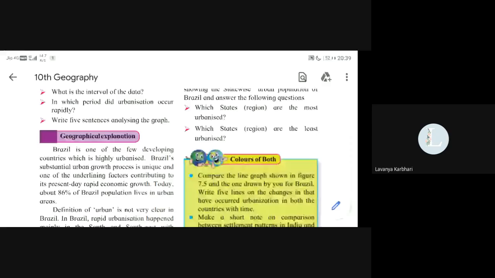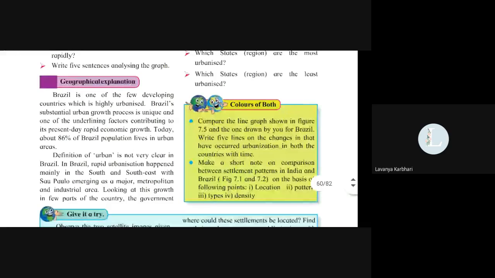Okay, so let's see the geographical explanation for the urbanization in Brazil. Brazil is one of the few developing countries which is highly urbanized. Brazil's substantial urban growth process is unique and one of the underlying factors contributing to its present day rapid economic growth.